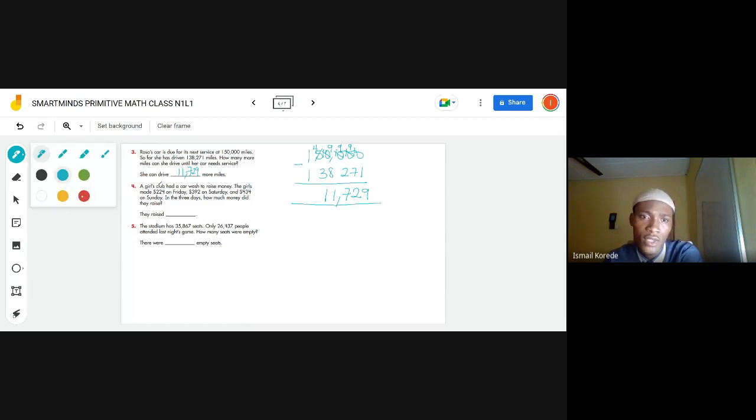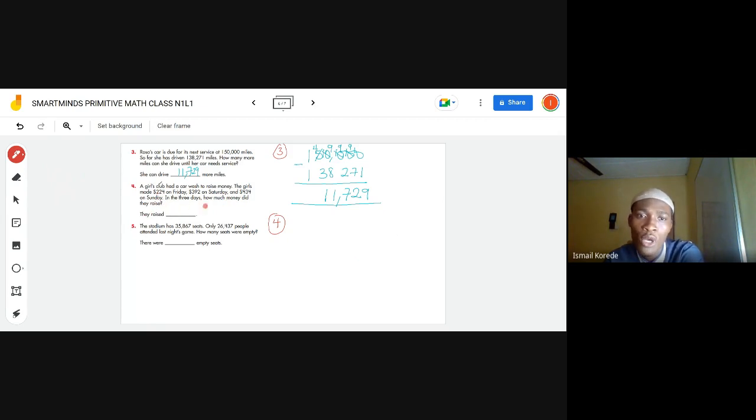Okay. Let's take question 4 and see. A girls' club had a car wash to raise money. The cars made $224 on Friday, $392 on Saturday, and $434 on Sunday. In the 3 days, how much money did they raise?